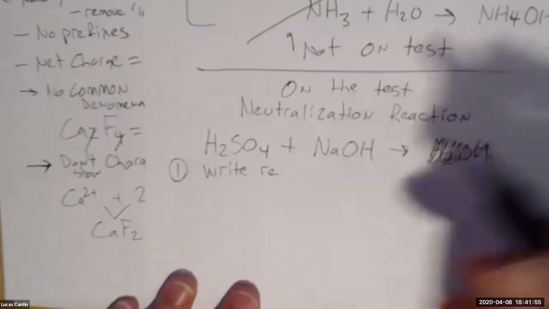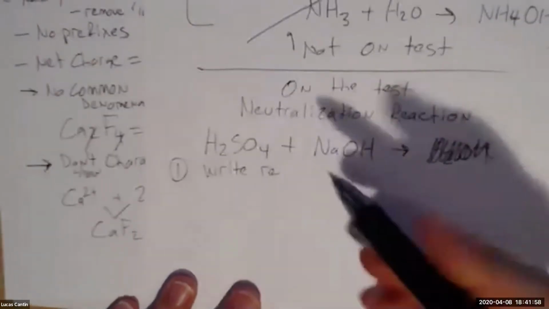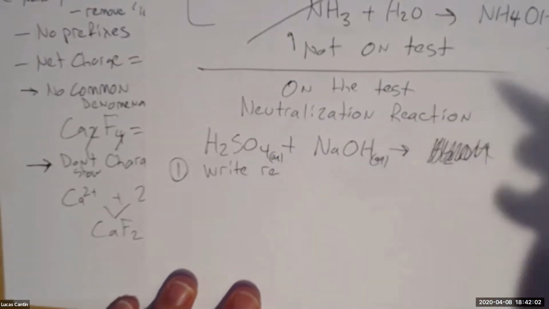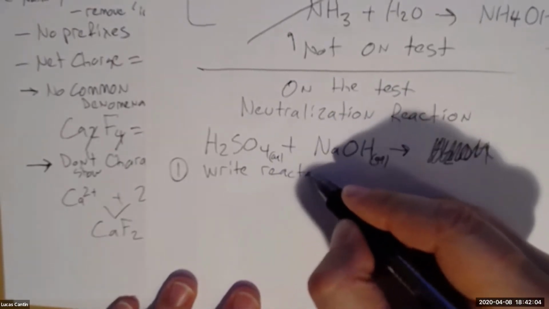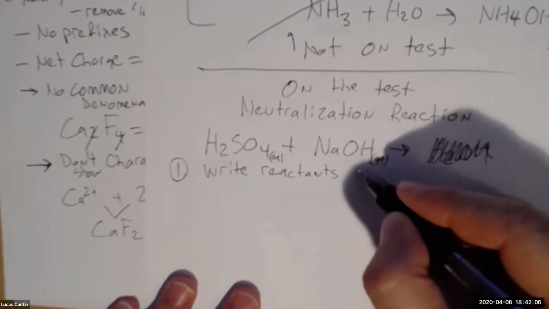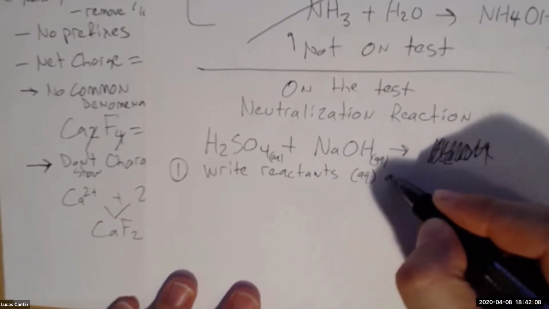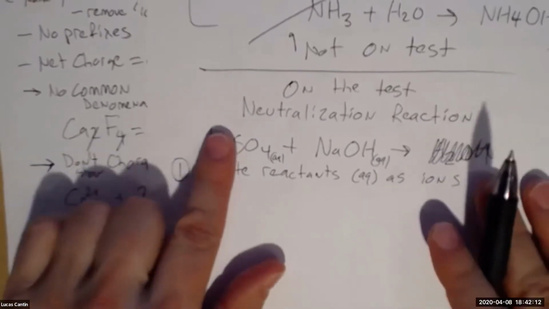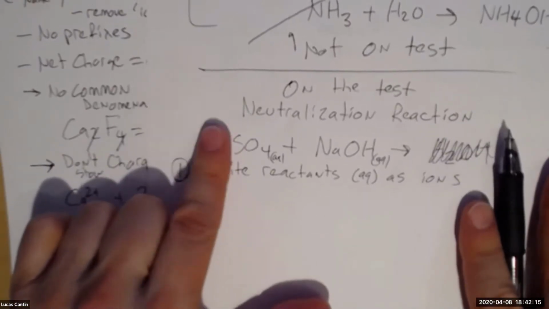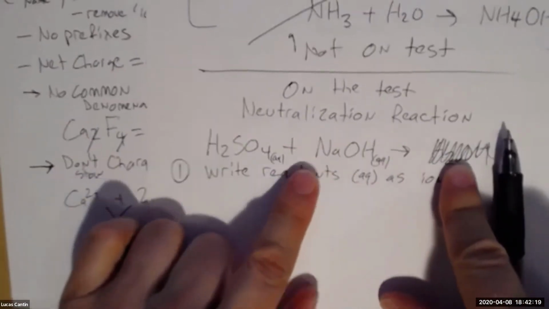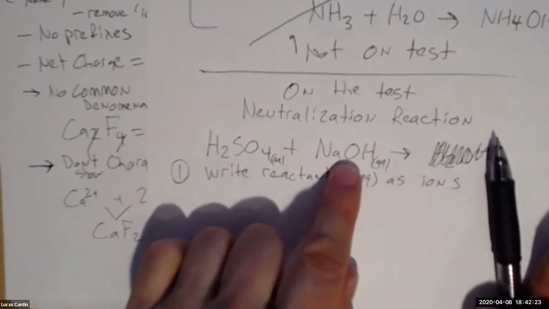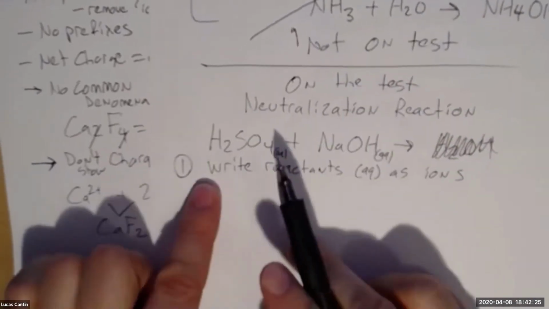You want to write reactants, especially since these both are aqueous, right? This is an acid, it's aqueous. This is a base, probably aqueous, right? Reactants that are aqueous get written as ions. So I can't just take the hydrogen, the cation part, with the anion and write H2OH, and I'm not going to have NaSO4 either, or SO4Na. No. So let's write the ions.